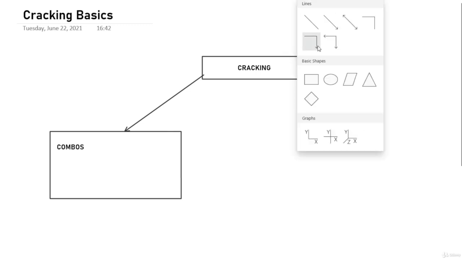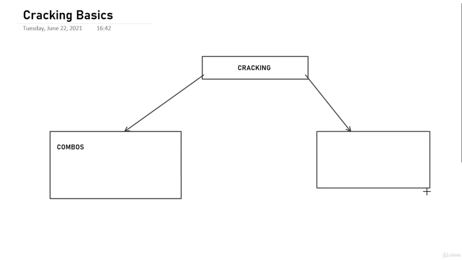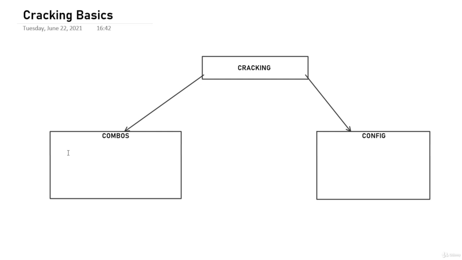So first we're going to learn combos, and then the other thing is configs. So combos and configs are the two things that we need to cover in this cracking basics. Alright, so first of all, let's talk about what combos actually are. Combos are like emails and passwords of users. Not only email and password, it could be a user ID and email and password, or a phone number and password. It could be those combinations. You might ask, how do we get those combos? We're going to talk about that in this video.